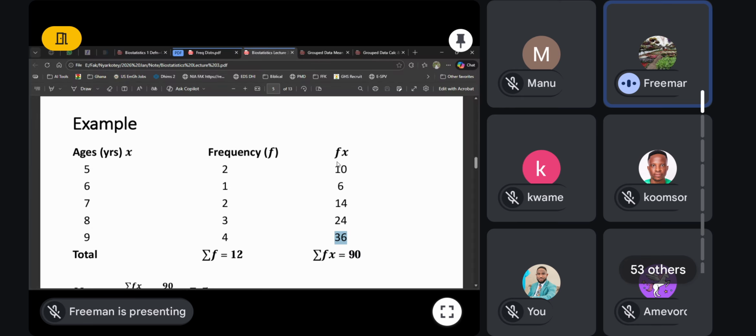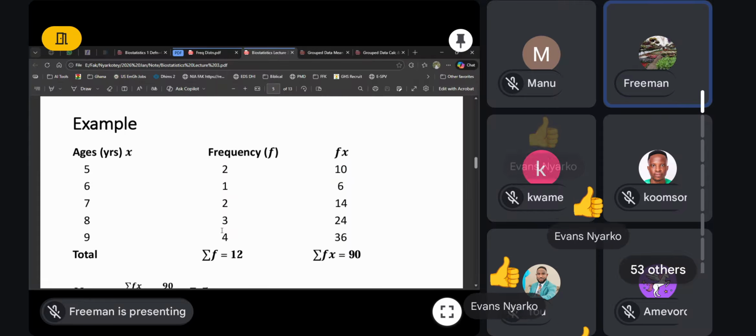So when you add all the figures under f of x, you are going to get 90, which is the same as if you add 5 twice, add 6, add 7 twice, add 8 3 times, add 9 4 times. If you do it the same way, you are going to get the same 90. But the f of x makes it easier, because the frequencies will be large numbers, they will not be simple numbers.